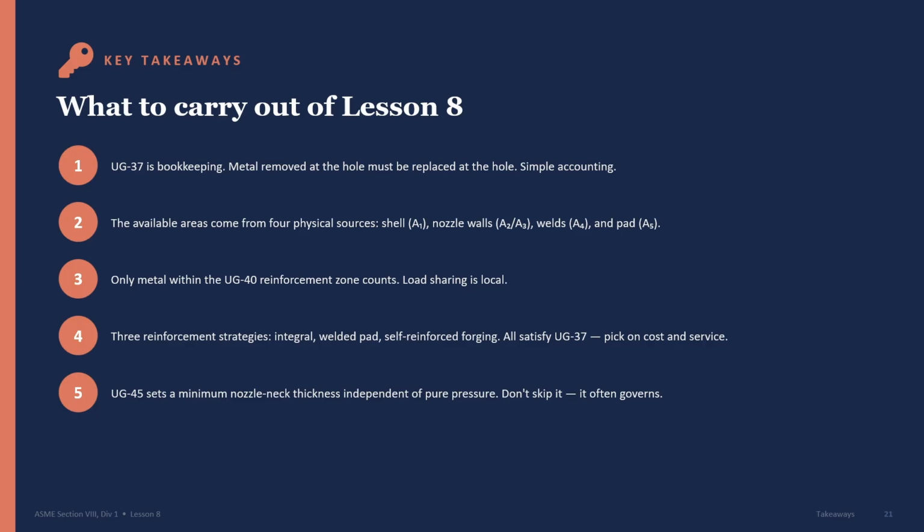5. UG-45 sets a minimum nozzle neck thickness independent of pure pressure. Don't skip it. And 6. Closed nozzles per UG-42 and vacuum service per UG-38. Each add their own rules on top of UG-37.